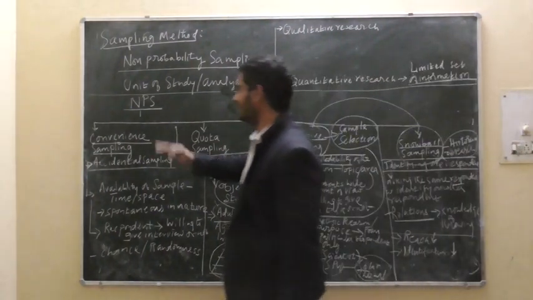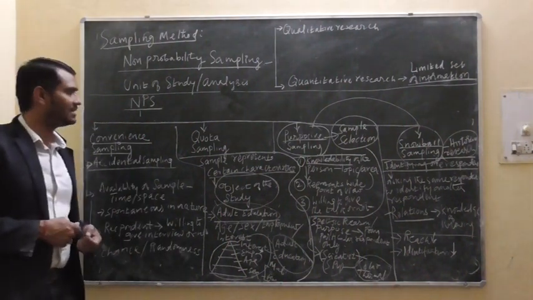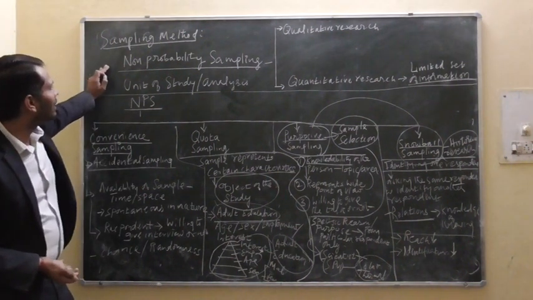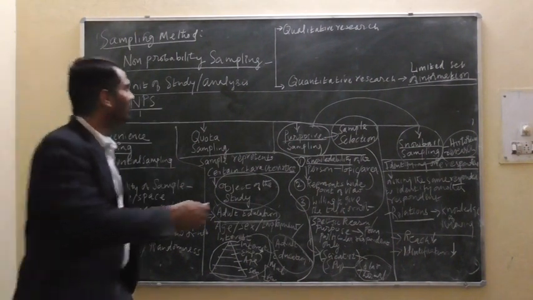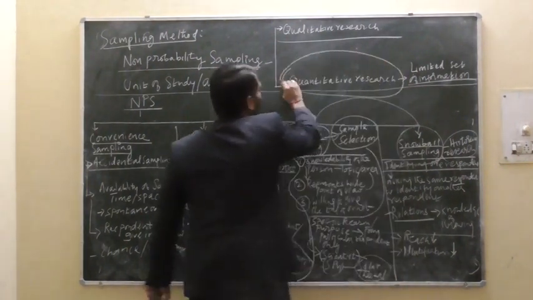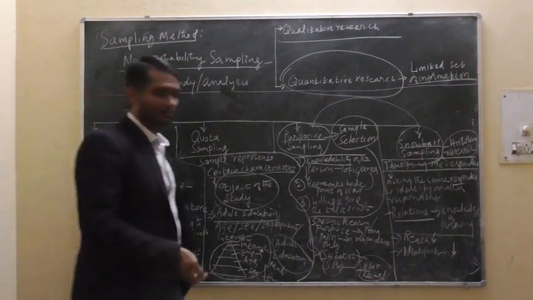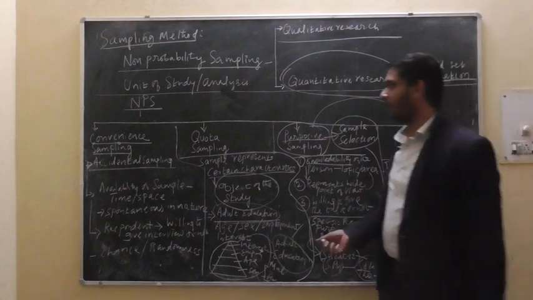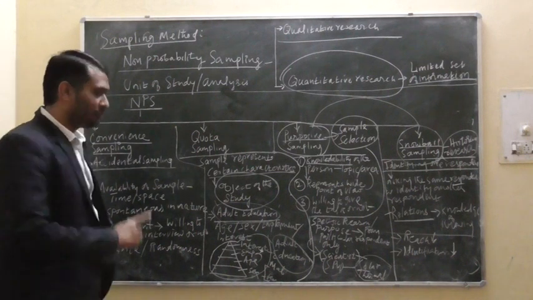If you look at non-probability sampling, from the outside, the people who prefer to follow it are those who work in qualitative research rather than researchers who work in quantitative research. For instance, most sociologists or anthropologists try to follow NPS, non-probability sampling, rather than probability sampling.